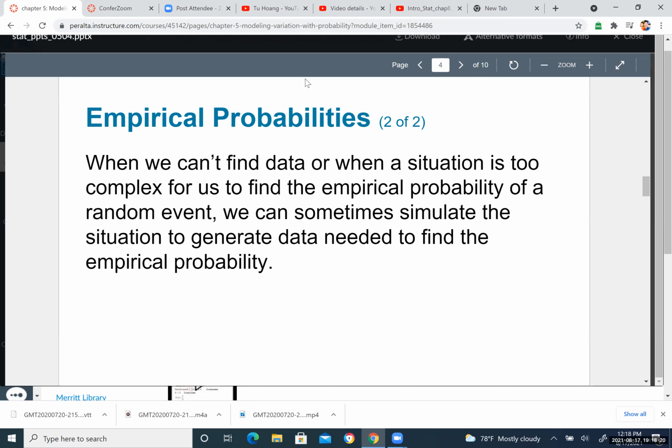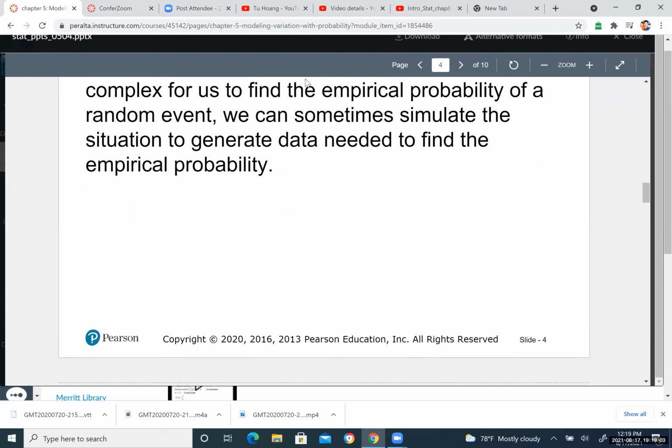So sometimes it's difficult. For this empirical probability, to me it's not really easy, because when you do this type of experiment, you need to be patient, you need to be careful so that you don't miss any data, because when you find the probability of any event, you need to get a big number of trials, so as to get closer to the actual value of that event.